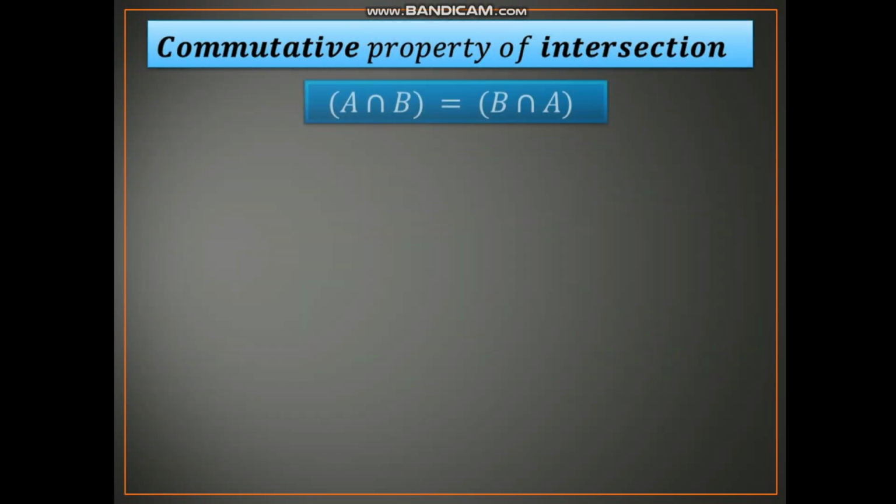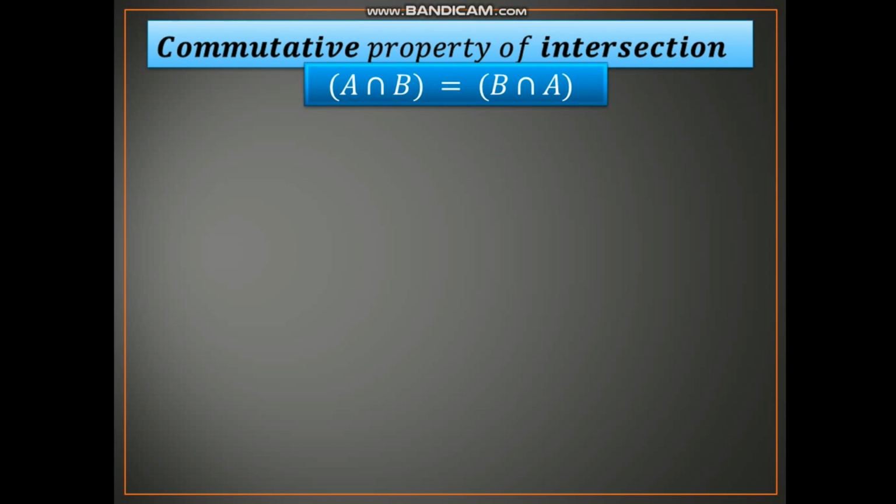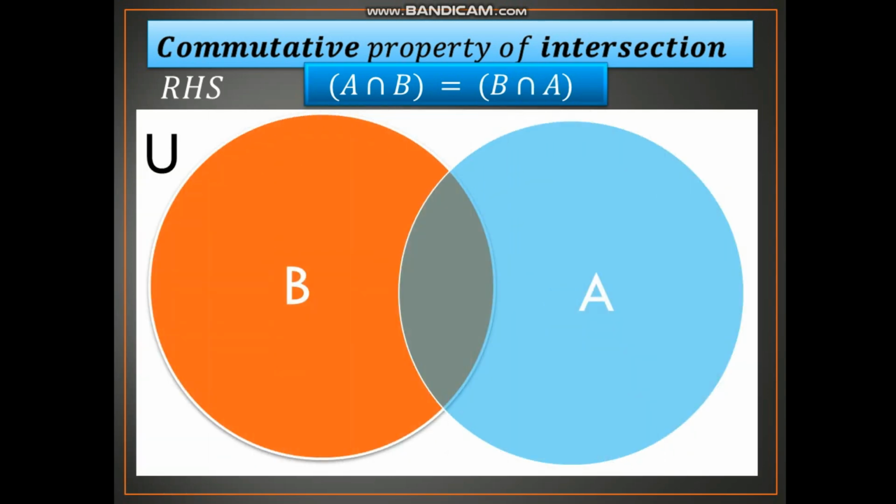Now commutative property of intersection, but now we have to prove the right hand side. For the right hand side, you can see first set B, then set A. Universal set is the biggest set. Here we write first set B and then set A. In the previous question, here we wrote set A and here set B, because the answer is the same, the common elements. So the common element portion is our answer, 5, 9 and 13.